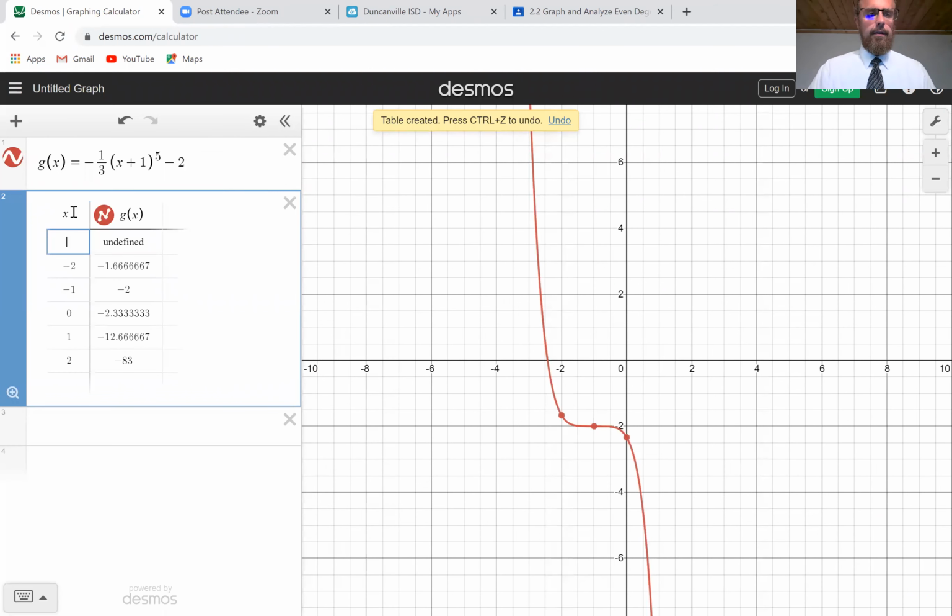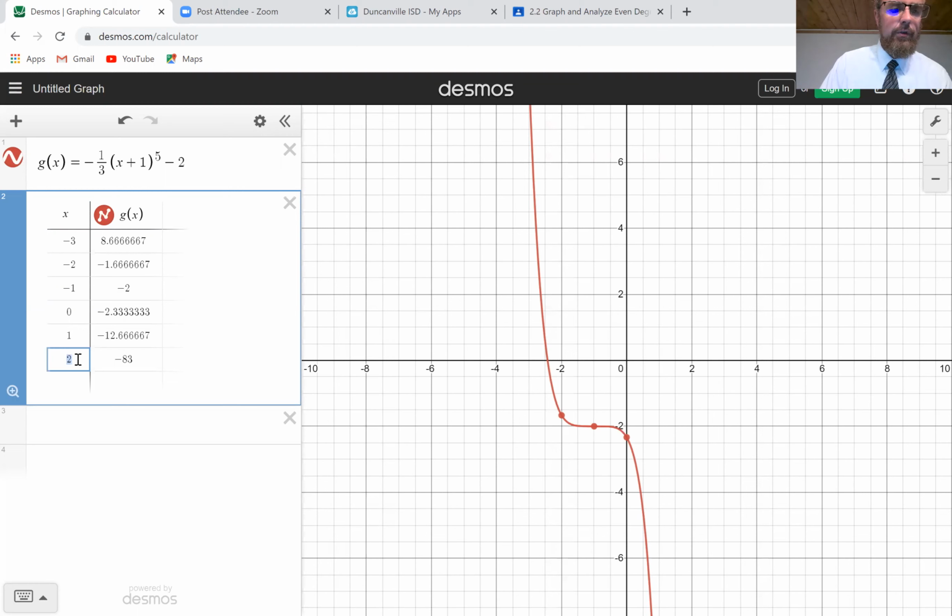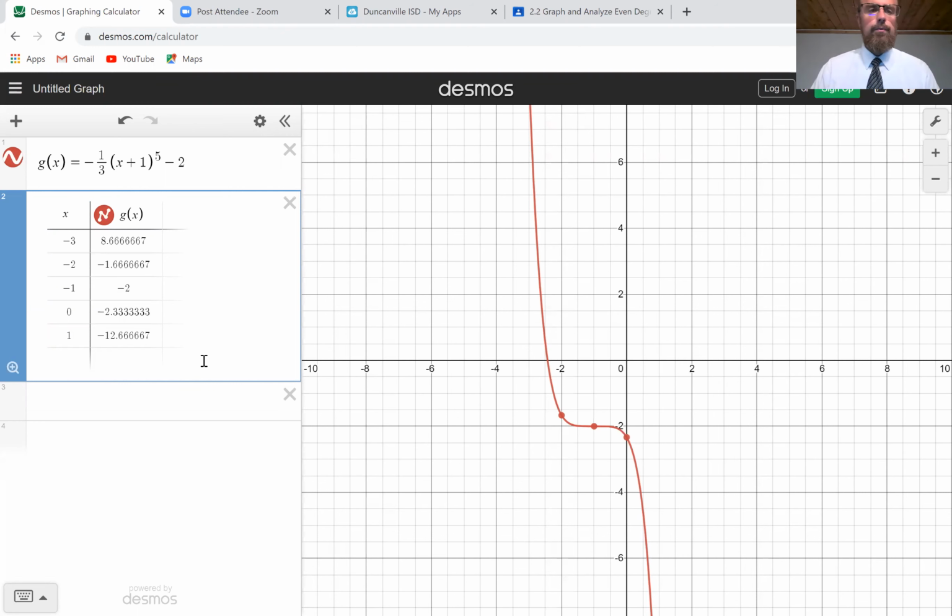So I'm going to include -3 there. And you can see it's been multiplied by 1/3 because we've got all these repeating 3s or repeating 6s. So I'm going to grab, yeah, and I can exclude 2 because at -83, that's off my graph. So I'm going to pick up these 5 coordinate points, -3, 8 point repeating 6, -2, -1 point repeating 6, -1, -2, 0, -2 repeating 3s, and then 1, -12 repeating 6s. That's what I need from Desmos.